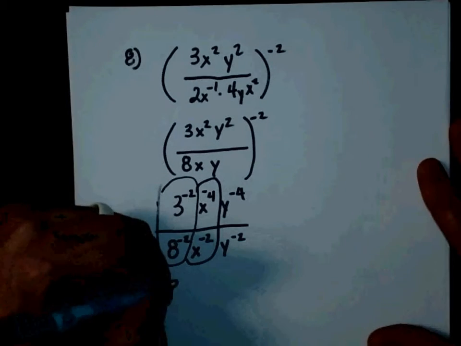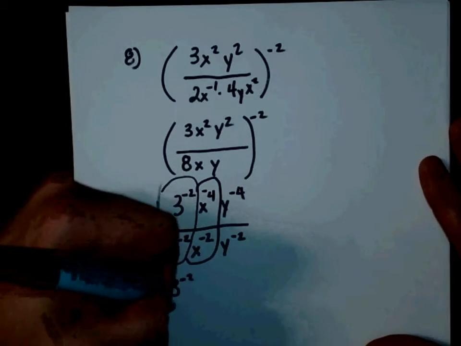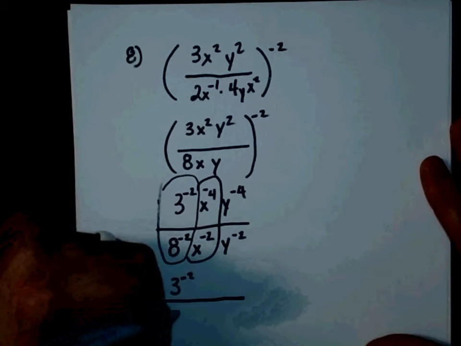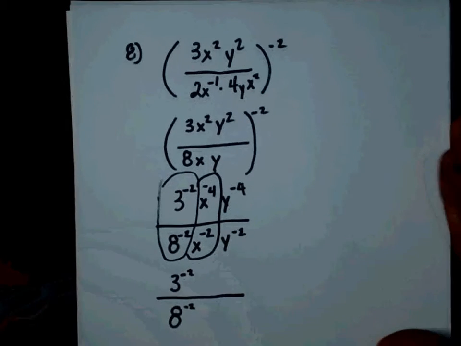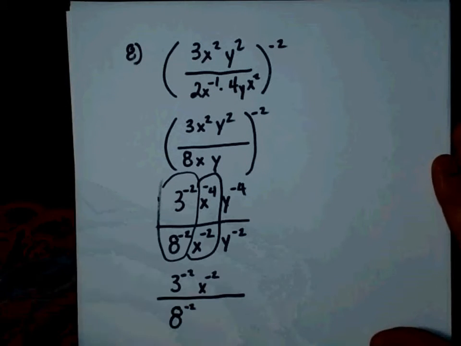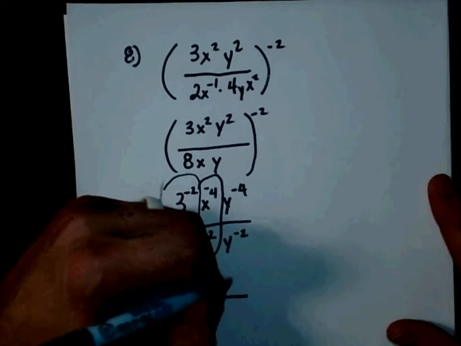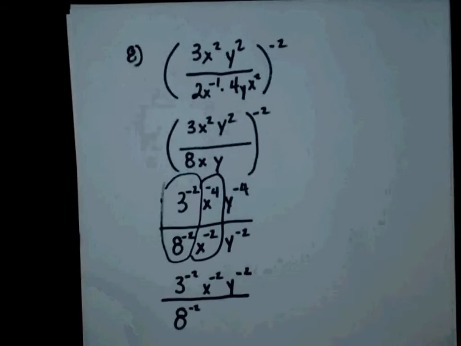Okay, so my 3 to the negative 2 is going to stay. And my 8 to the negative 2 is going to stay. And this is going to become x to the negative 2. My y's. So what now? Negative 2. Okay.